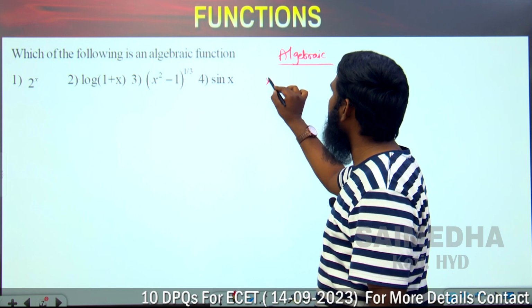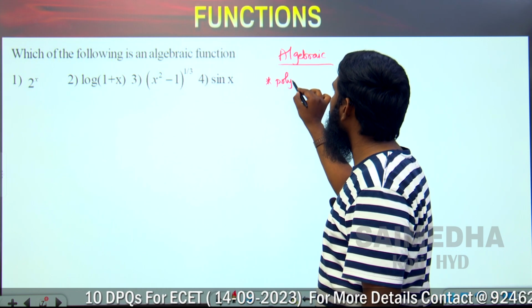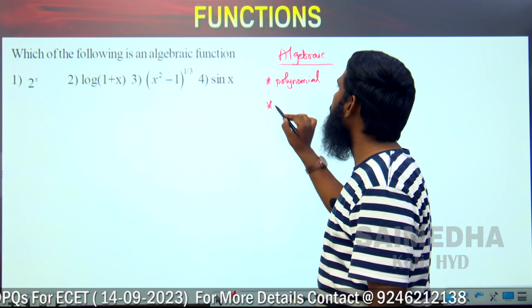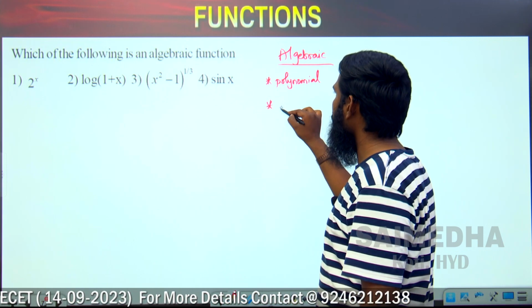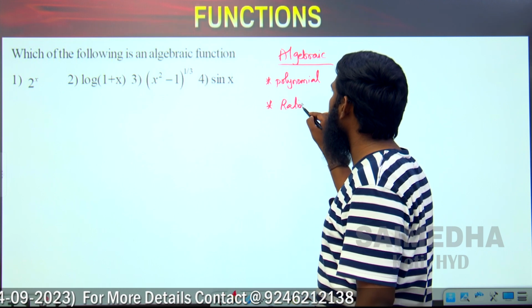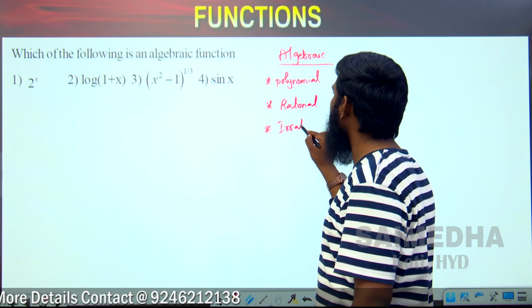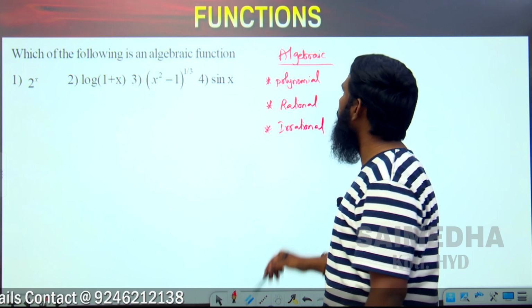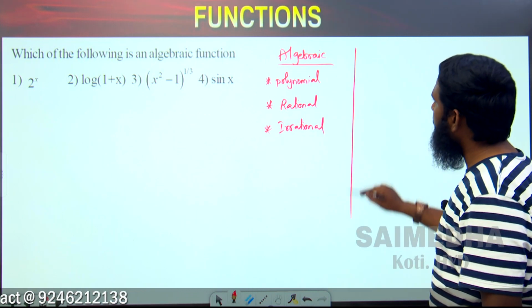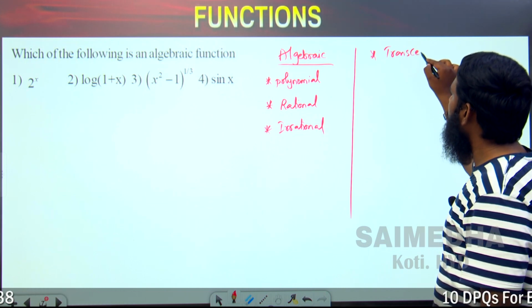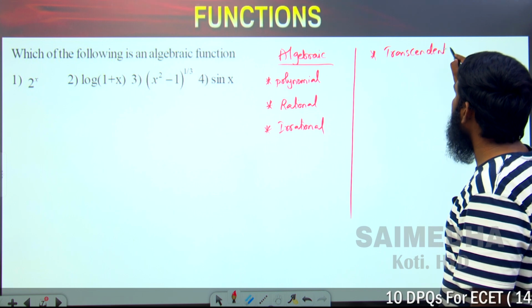In algebraic we are having polynomial function, next is rational function, and next is irrational function. Okay, this will be coming under algebraic. Other than algebraic, whatever we are having, we are calling it transcendental. What are we calling? Transcendental functions.